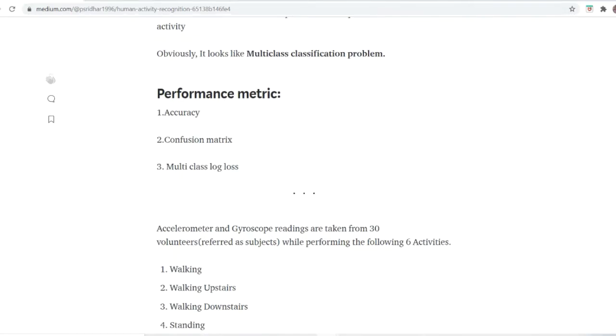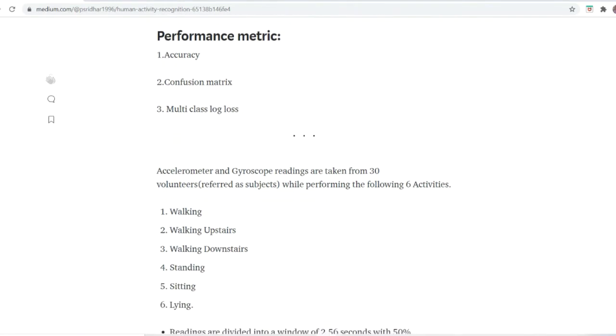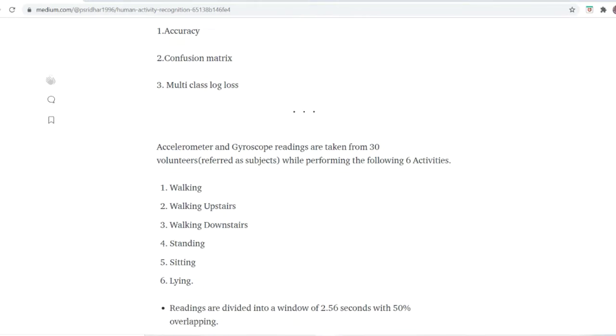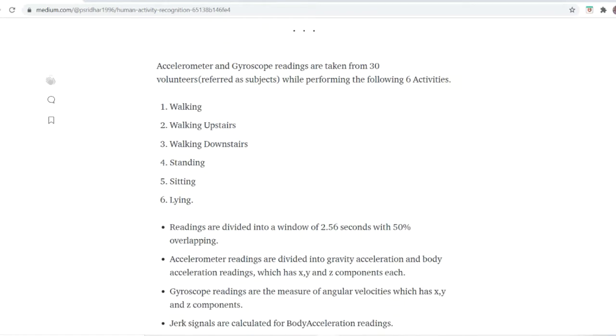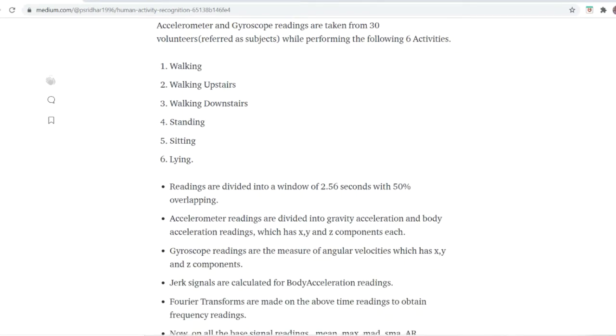Accelerometer and gyroscope readings are taken from 30 volunteers, referred to as subjects, while performing the following 6 activities. 1. Walking. 2. Walking upstairs. 3. Walking downstairs. 4. Standing. 5. Sitting. 6. Lying. Readings are divided into windows of 2.56 seconds with 50% overlapping.